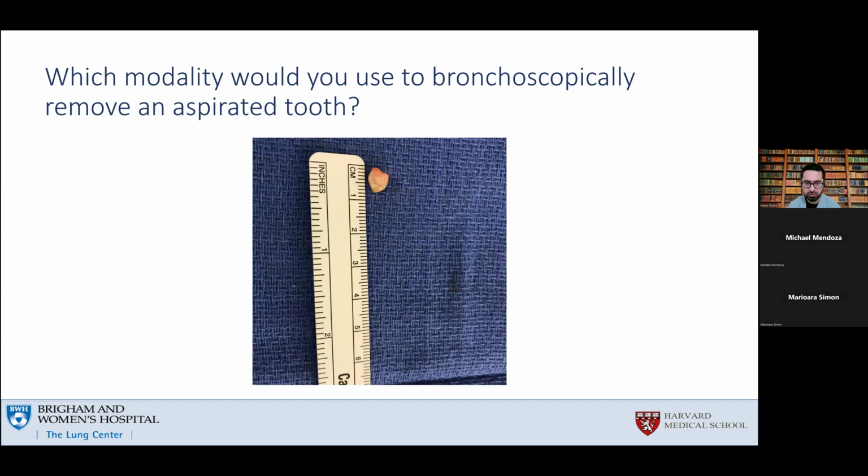And which modality would you use to bronchoscopically remove an aspirated tooth? This is a tooth that I removed from the airway of an 8-year-old who had aspirated it. What you won't use here is cryotherapy, because the tooth has essentially no water content, and therefore it won't be very useful in terms of getting this stuck to the probe and yanking it out. What you really need is a mechanical tool. I often use stone retrieval baskets that the urologist uses, and many other similar tools.